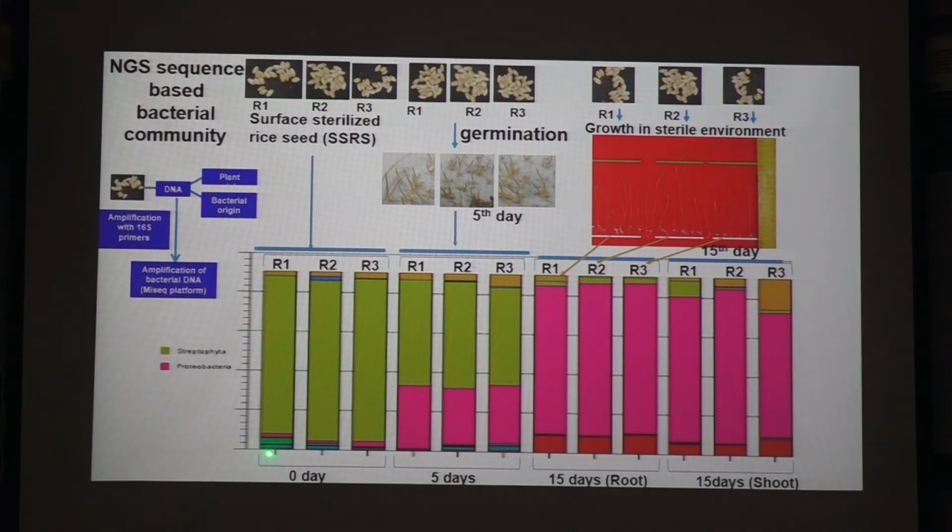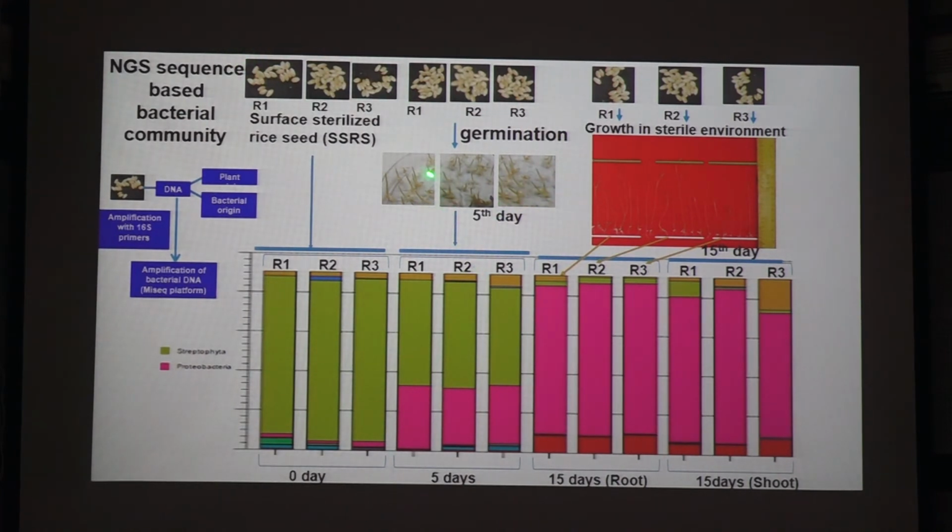What you see here is, again, each color is representative of a particular phylum. Now here this is Streptophyta, I'll come to that, and this is Proteobacteria. Now these are the fifth day seeds. These seeds are from a different lot, not the same lot, because these are destructive sampling kind of thing.